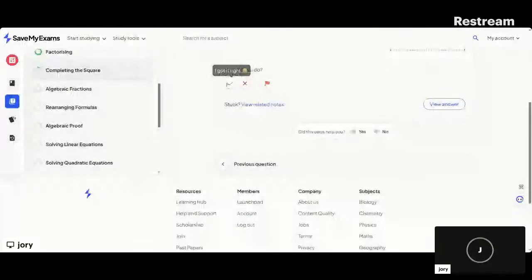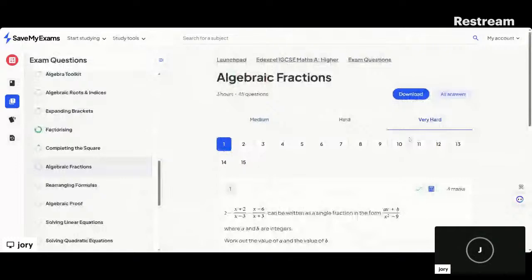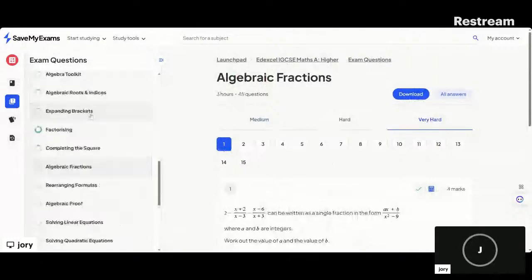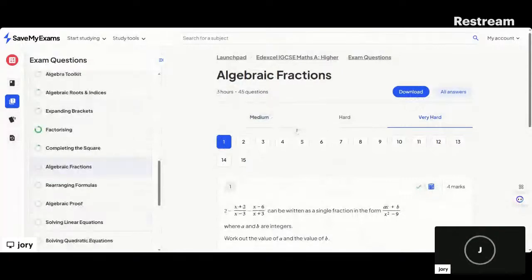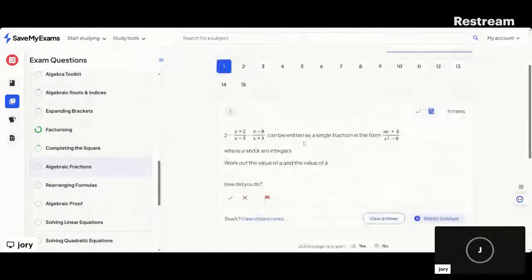Okay, got that. Algebraic fractions. We already finished half of this second one. Well, we did not, never mind. Okay.